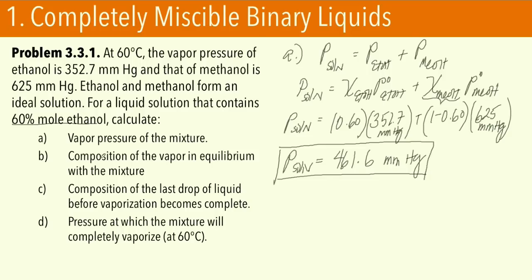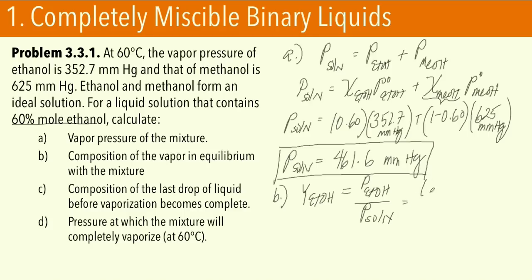How about the composition of the vapor in equilibrium with the mixture? What we're solving for here is Y ethanol or Y methanol. We could just specify the composition of one, since specifying the composition of one component in one phase automatically specifies the other. We know that we can define the composition of ethanol in the vapor phase as its vapor pressure in the solution over the overall vapor pressure of the solution.